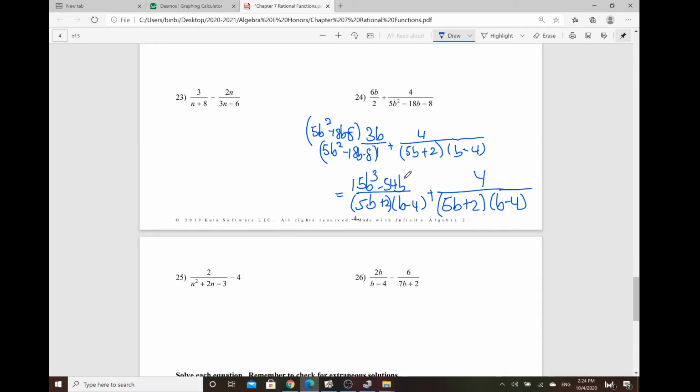Oh, you know what? This one's supposed to be b squared. So negative 18b times 3b, then that'll be negative 54b squared. Negative 8 times 3b, then that'll be negative 24b. Same denominator, so we just want to combine the numerators together. So it's 15b cubed minus 54b squared minus 24b and then plus 4. And this one is all over 5b plus 2 times b minus 4.